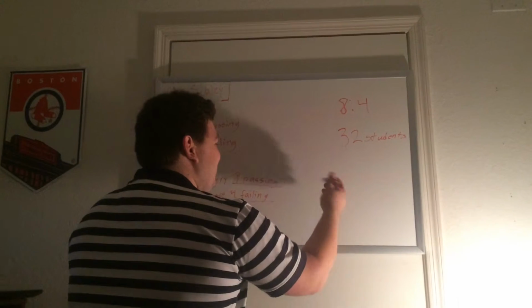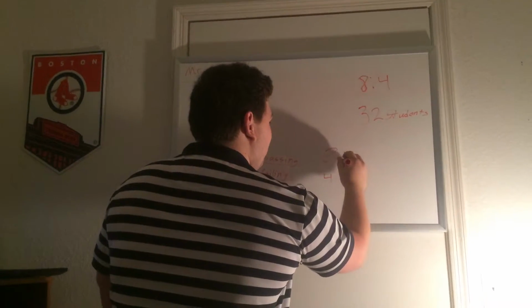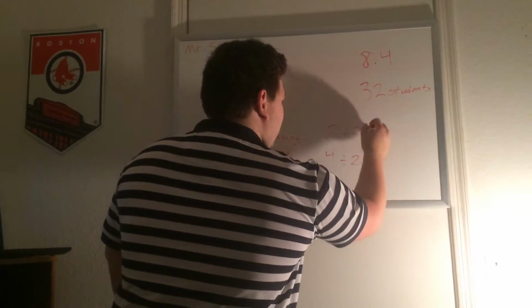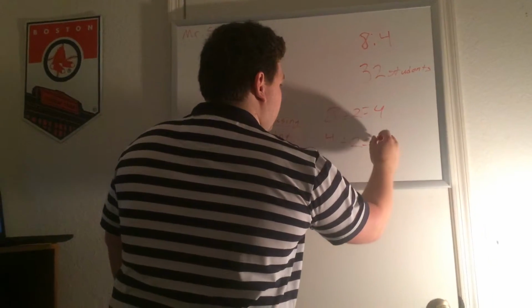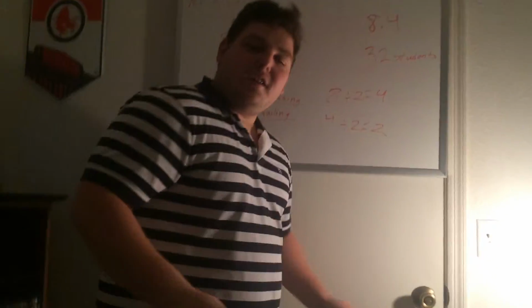So we have the ratio of 8 to 4. So we can look at it like this. And she's saying we can divide both by 2. 8 divided by 2, as we all know, is 4, and 4 divided by 2 is 2. Do you think we could go any lower than that?